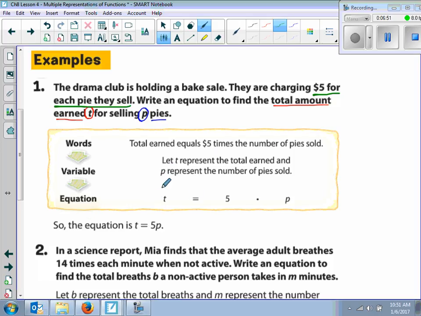So the total amount they earned is equal to $5 times the number of pies they sold. Does everybody see how the English turns into the math? Yes. Okay? So our final equation is T is equal to 5P.